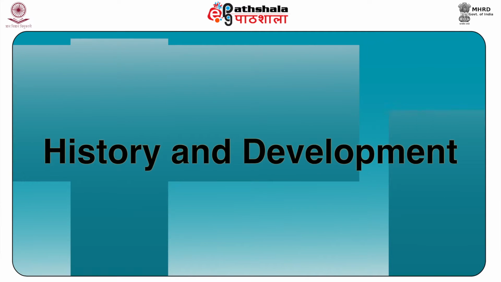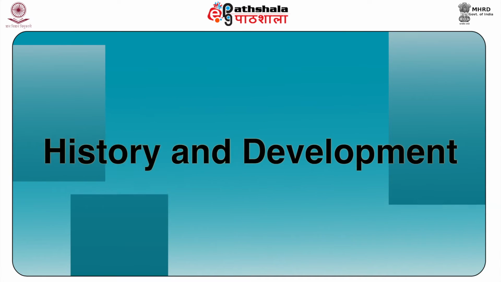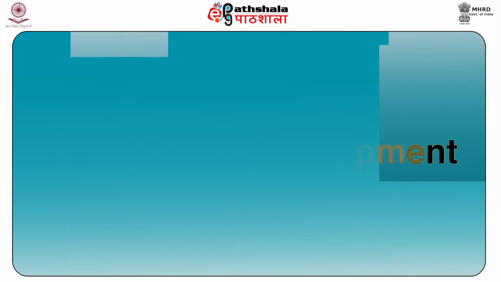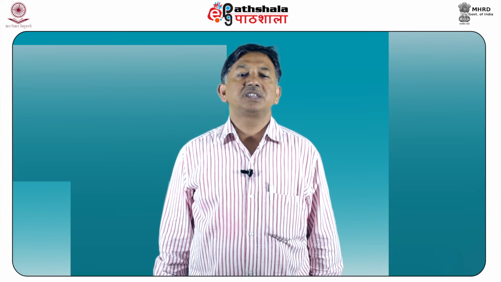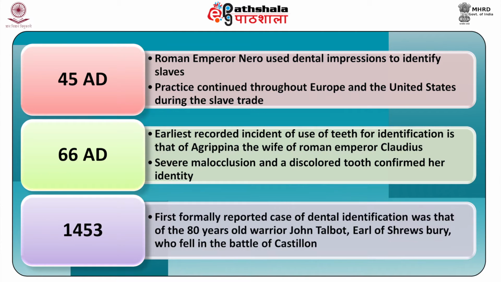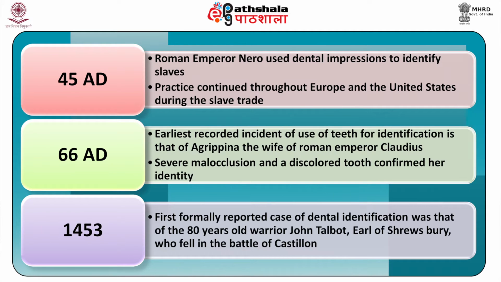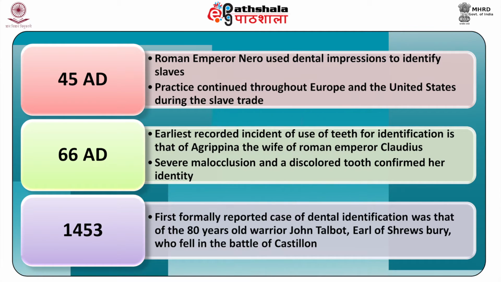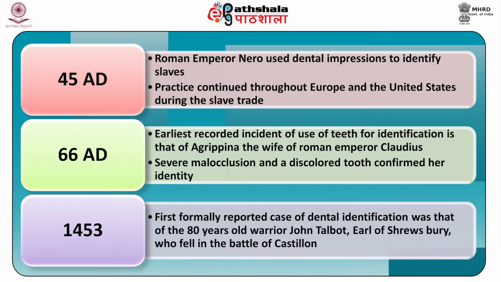Coming on to the history and development of this branch of forensic medicine. Although great attention was not paid to dental identification until recent times, the process has been used for more than 2000 years, as was reported by Barsley in 1993. The first case reported in this aspect was in 45 AD. The Roman Emperor Nero used dental impressions to identify slaves. This practice continued throughout Europe and the United States during the slave trade.